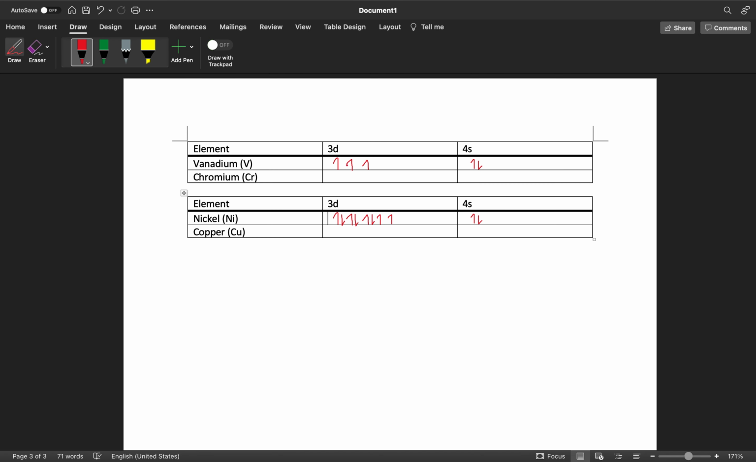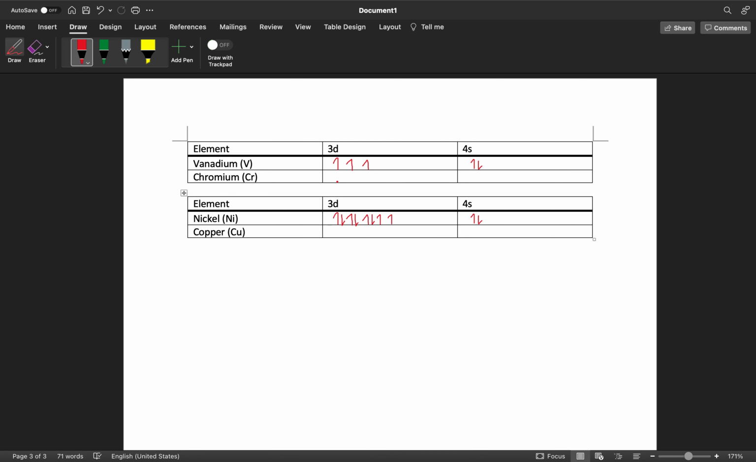Special cases of electron configuration where it doesn't quite follow what is expected. So if we look at the first instance, we have vanadium, and of course it fills the 4s sublevel first, and then it starts filling the 3d. Now it fills the 3d with each orbital. It does not double the orbitals because of Hund's rule.